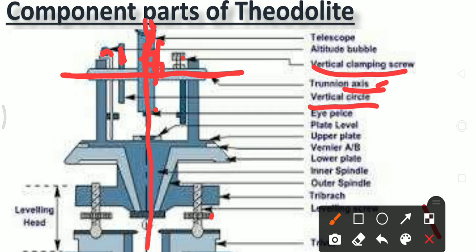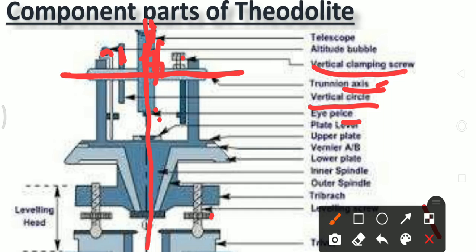Second one is an eyepiece. This part of the theodolite is called an eyepiece. This is a part of the telescope. Eyepiece is used for focusing the object. When we bisect any object, the image of this object and the diaphragm is provided in this eyepiece, clear with the help of the eyepiece.